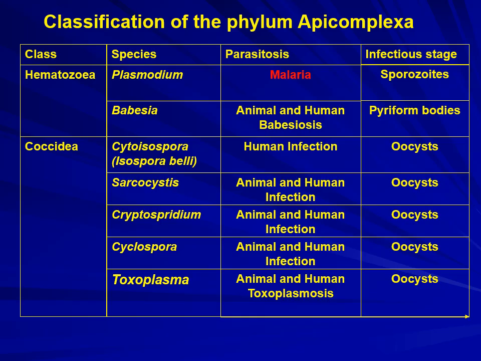Another hematozoan parasite that can be accidentally transmitted to humans is Babesia. Babesia is usually a parasite of cattle. However, it can be accidentally transmitted to humans, where it can be found in the blood as pyriform bodies.